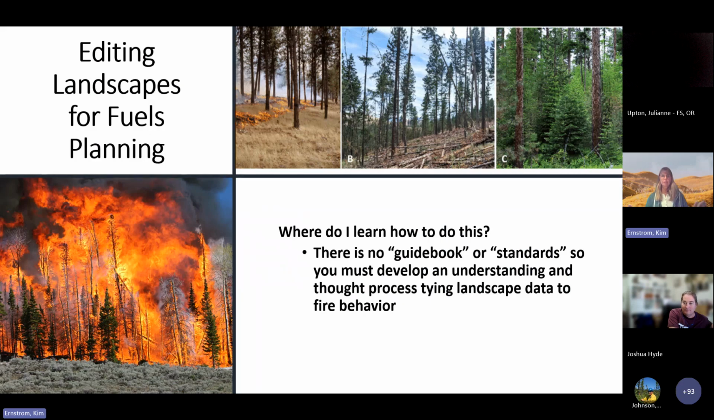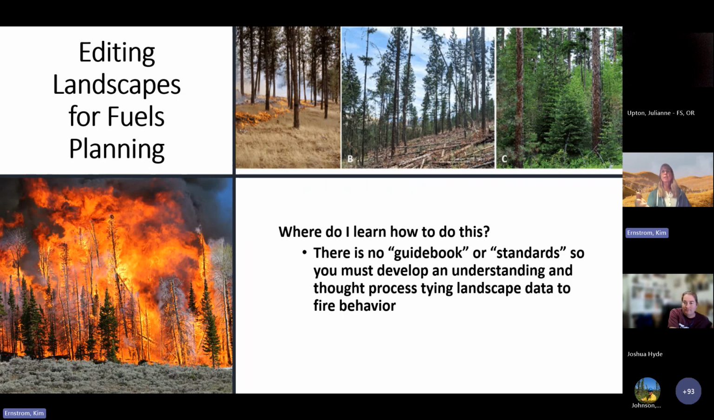Okay, so when you're editing landscapes, people always ask, like I said, how do I learn how to do this? Well, we don't really have any resources. I can't point you to a guidebook. I can't point you to a set of standards. Mostly what you're doing is developing an understanding and a thought process that's tying that landscape data, the fuel models and the canopy characteristics, to fire behavior and what you're trying to get in your fuels treatment.